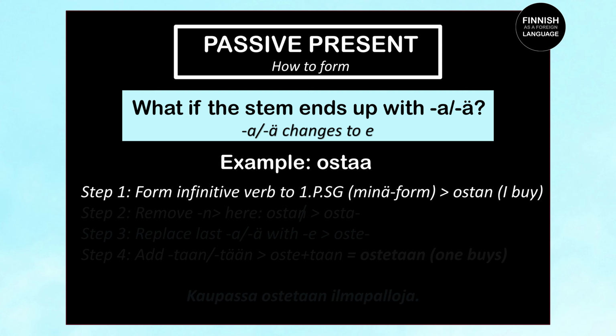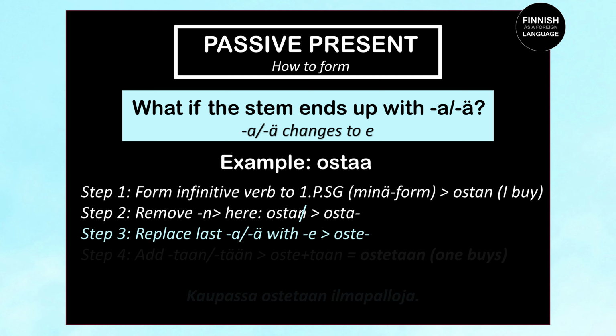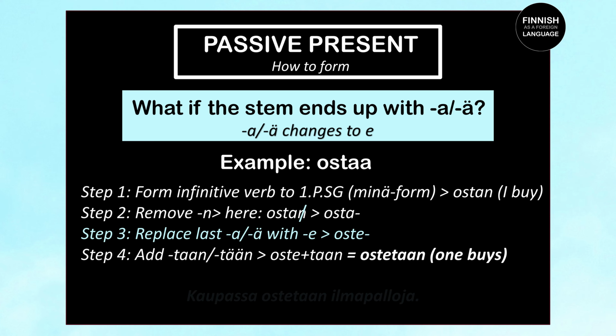In the first step, we have to form the first person singular, which is ostan. Then in the second step, we have to remove n and we remain with osta. So that means ostan changes to osta. Then in the third step, which makes by the way the difference, we have to replace the last a or ä with e. So that means osta changes to oste. And then in step number 4, which is our final step, we add tan or tän, depending on the vowel harmony. Here we have oste plus tan and we get ostetaan, which means one buys.